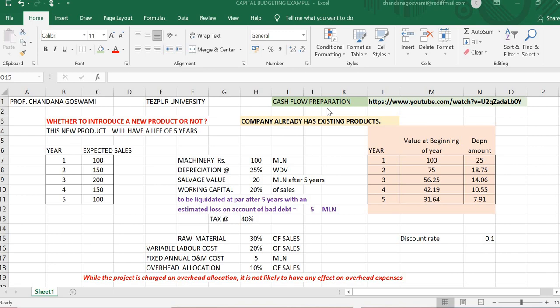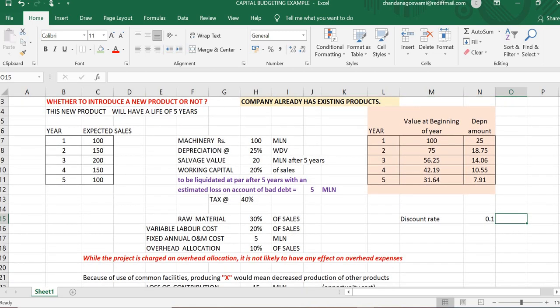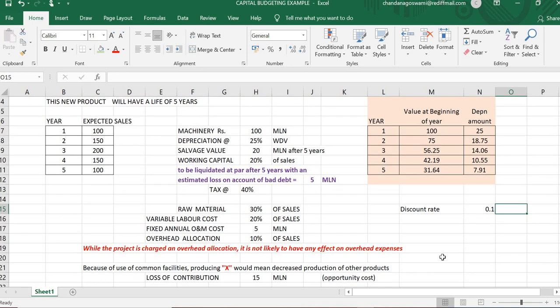So this is a scenario where a company has to decide whether to introduce a new product or not, because this company already has existing products. So you will be given data in the following form. You can see that you have been told this new product that is going to be introduced is going to have a life of 5 years. And expected sales are given to you out here.